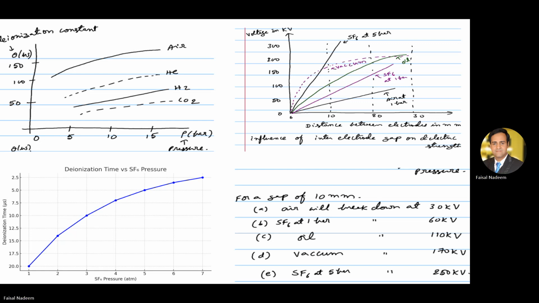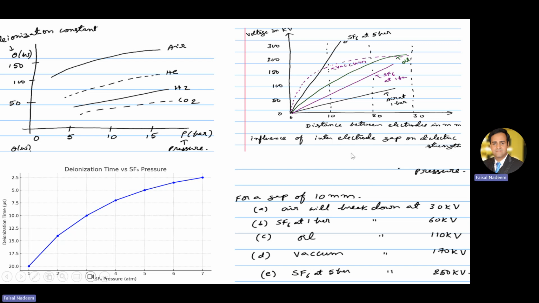So yes, we have to leave a distance between both of them when they are open, but that distance should be set to a certain optimum value so that it is not too large and not too small. But it is a fact that if we increase the distance between the electrodes or the contacts of the circuit breaker, the dielectric strength of the material increases.